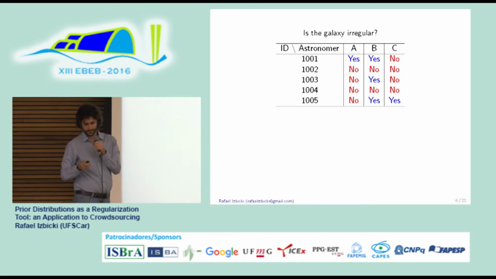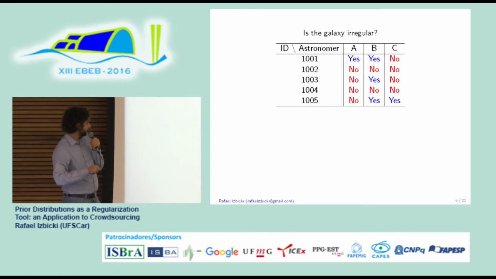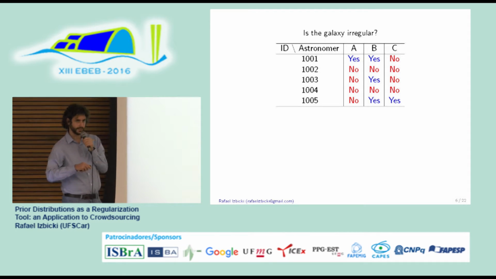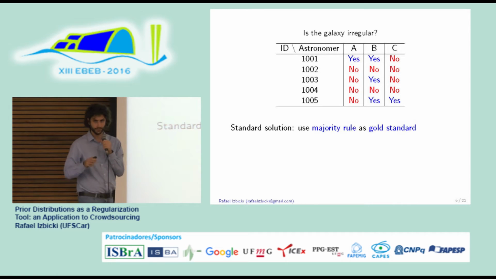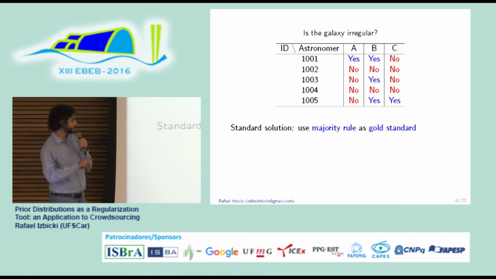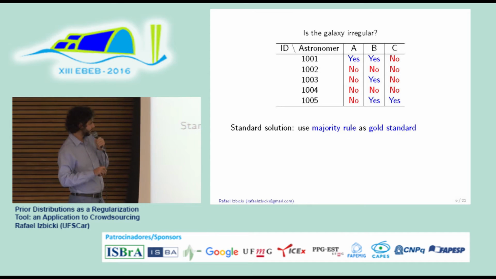So if you look at the data set, this is a subset, it looks something like that. So here are 5 galaxies. And there are 3 astronomers, A, B, and C, and they are answering the question, is this galaxy irregular, yes or no? And you see there's a lot of disagreement. So what were the astronomers doing? They were using majority rule to infer the true labels of this data set. So here the first galaxy would be considered to be irregular, this wouldn't be irregular, this wouldn't be irregular, and so on and so forth.